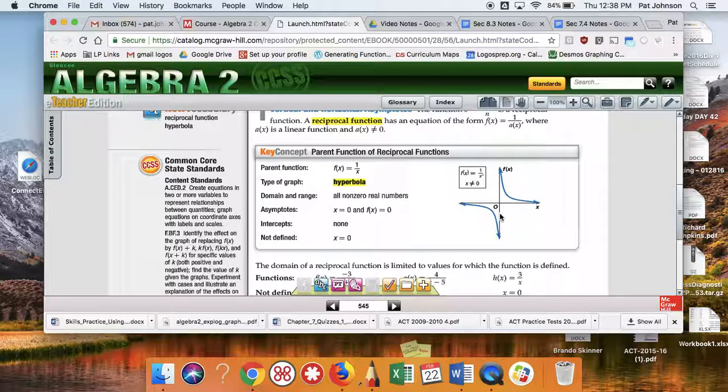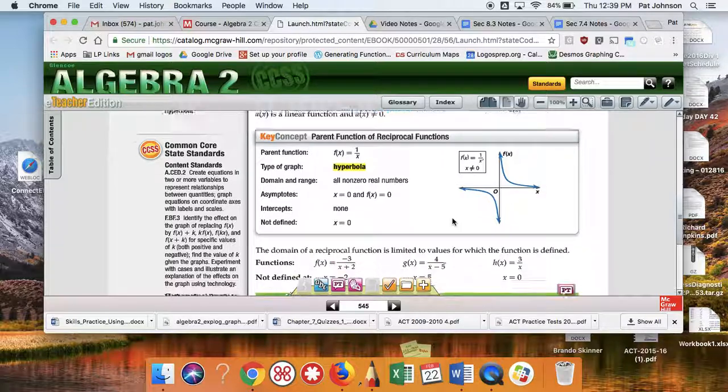What's the range? Again, it's got a horizontal asymptote as well at y equals 0, so it's all real numbers except for 0. What are the asymptotes? x equals 0 and y equals 0 for the parent function. Do they have any intercepts? Do they cross the x or y axis? No, not the parent function. It can, but not the parent function. And we said it's not defined at 0.